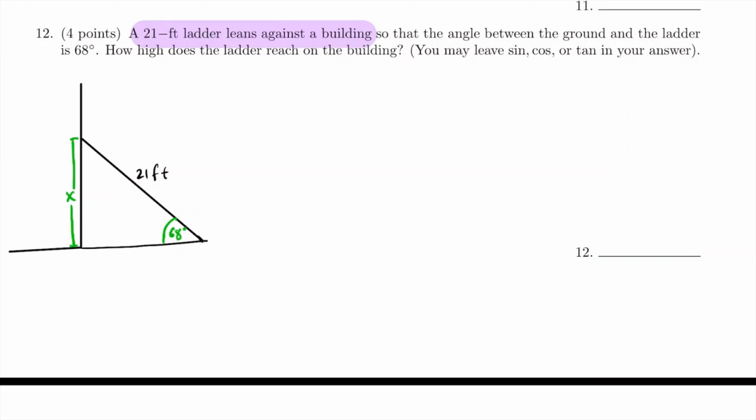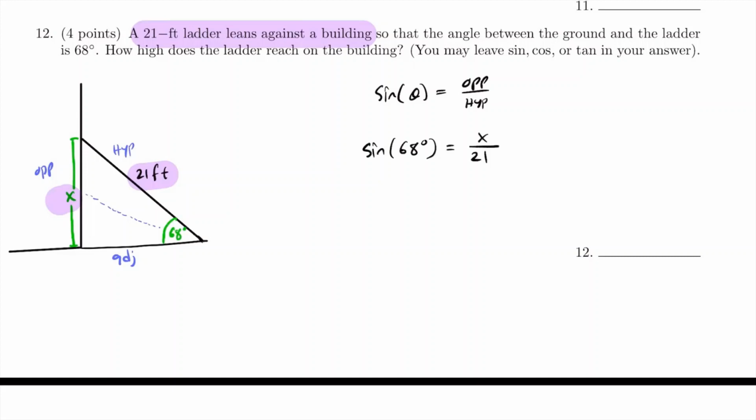So we want to see which trig ratio relates these two sides. So if the angle is right here, across from that angle is our opposite length, then this is our hypotenuse, this is adjacent. So we want to find a trig ratio that relates these two sides. So we know that sine of an angle is opposite over hypotenuse. So that's what we're going to use. We'll use sine of 68 degrees. That is equal to opposite x over hypotenuse 21.